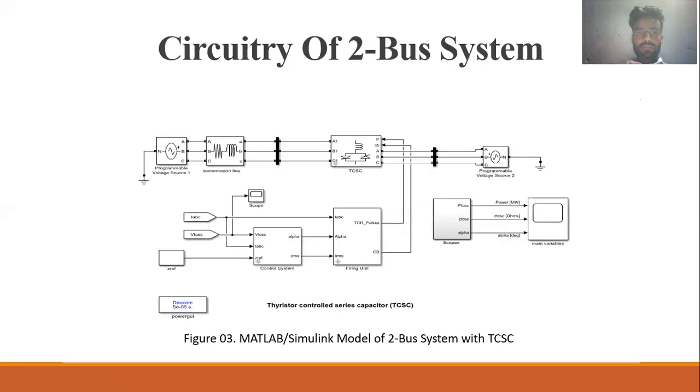This is a typical circuit of a 2-bus system. Here we have a programmable voltage source 1, then the transmission line, then bus 1, and this is bus 2. There is no load connected. In series with this, we are embedding this TCSC. This is the reference that we are setting, and the preset value is almost 128.